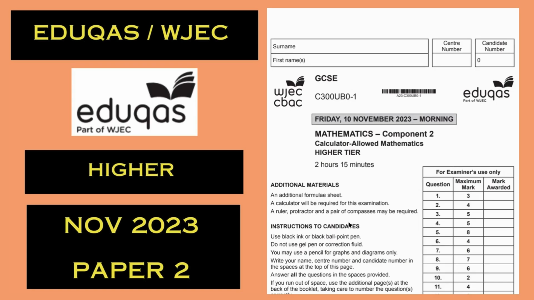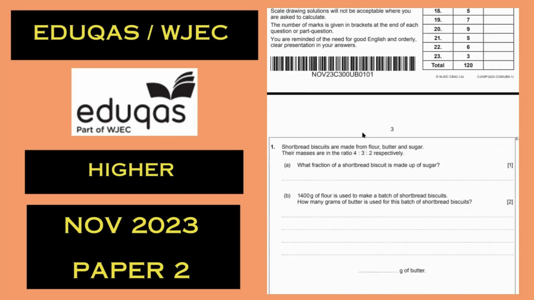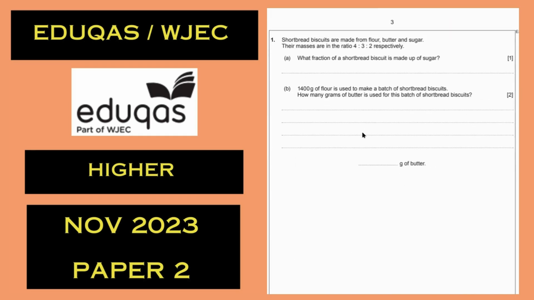So welcome to my worked solutions for the WJEC, also known as Eduqas, past papers. As you can see, it's the November 2023 series. They call it Component 2. We know it as Paper 2, but most importantly, it means Calculator Allowed. Let's get on with it.